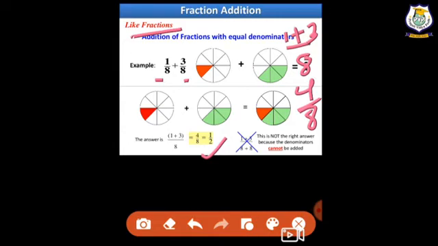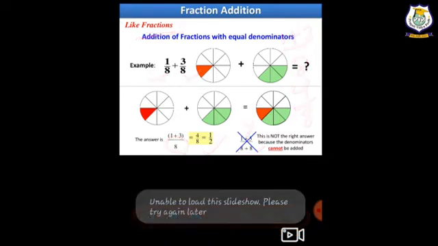Now some students have confusion. They will add 8 plus 8, which should never happen. If the denominators are the same, then we write the denominator only a single time. We will not write it 2 times. That is the wrong method, right? So be aware whenever you are solving the addition of fractions.